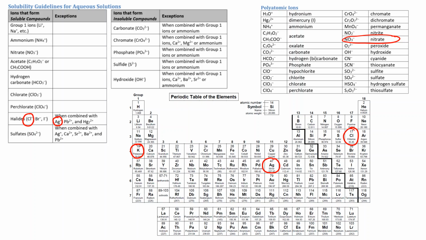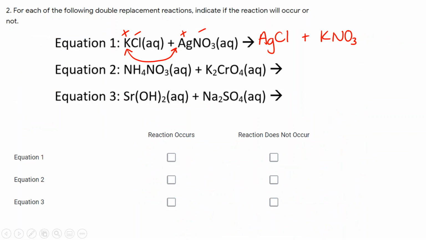The other thing we have is potassium nitrate. Nitrates are always soluble, so that one will be aqueous. So this is a solid, this is aqueous. So does this reaction occur? Yes. Okay, let's take a look at the next one.